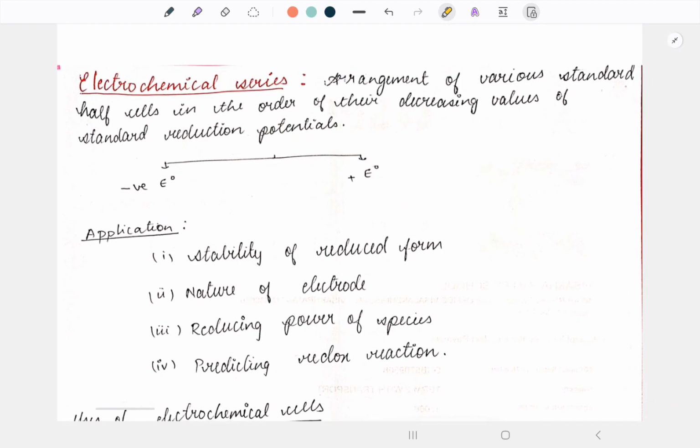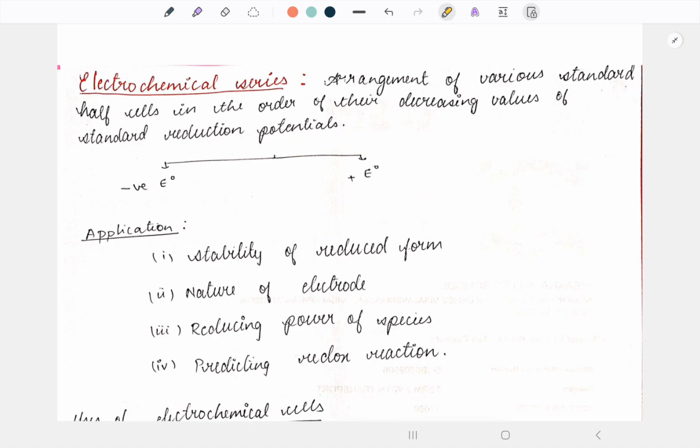So electrochemical series is the arrangement of various standard half cells in order of their decreasing values of standard reduction potentials. So it is arrangement of the standard reduction potentials of various half cells. It can be negative or positive. Negative E0 means that the redox couple is a stronger reducing agent, while positive E0 means that the redox couple is a weaker reducing agent.